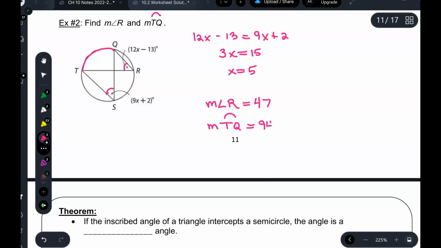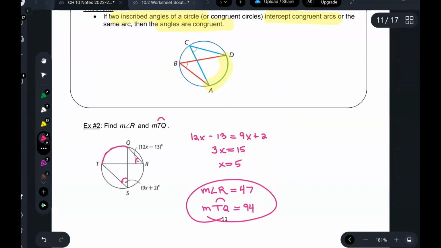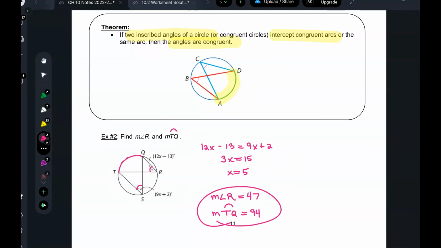94. How do we know that they're congruent? The theorem that is just above there. If they share the same arc. Yeah, exactly. If they share the same arc, think about that. This and this are both opposite the same arc, so they have to be equal to each other. I don't need to know anything about the arcs. I don't need to know the measures.